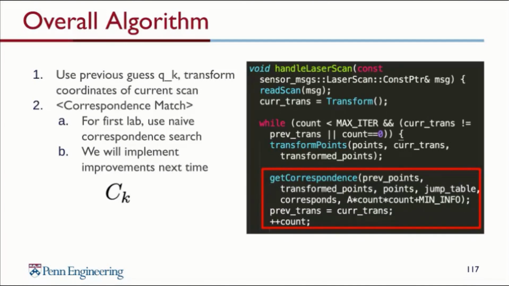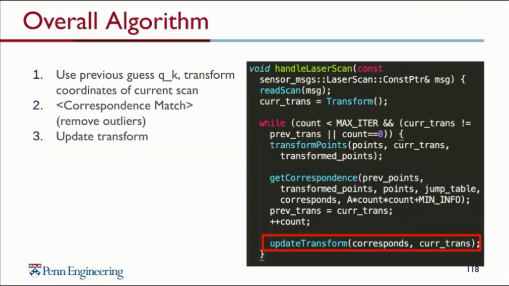After this coordinate transform has occurred, the set of correspondences at iteration k is defined as c of k, where each element is some tuple that determines which line segment a point is closest to. Now, for this first part of the lab, we'll use a naive correspondence search, where you basically just do an exhaustive search of trying to find the closest line segment. But we will implement some improvements, which we'll cover next time, that will make this correspondence matching much more efficient.